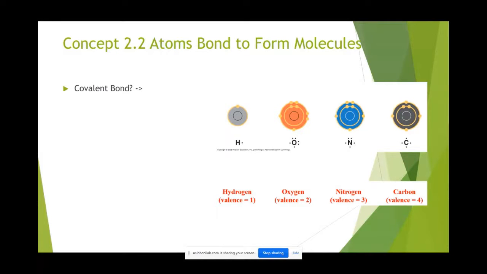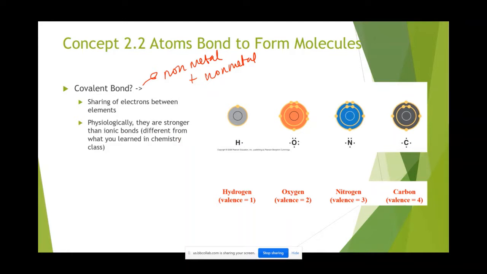Okay, so covalent bond is when you're sharing electrons between elements. How I like to think of a covalent bond is usually when you have a non-metal plus another non-metal. That's really how I see covalent bonds. It's some sort of non-metal with another non-metal. Ionic bond, on the other hand, would be like a non-metal with a metal.